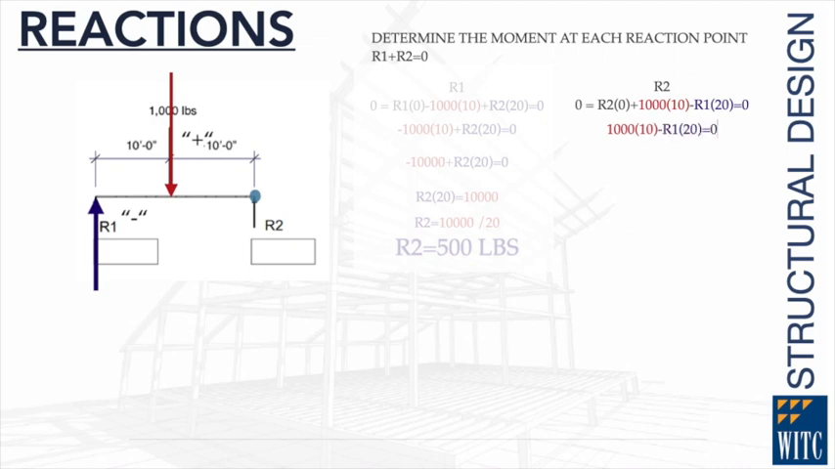I'm going to just clear up that R2 times 0, and I'll multiply the 1,000 times 10. So I come up to 10,000 minus R1 times 20 equals 0. I'm going to basically add R1 times 20 to each side, which ends up being R1 times 20 equals 10,000. And divide that by 20, R1 equals 500. So I have my R1 is 500 pounds, my R2 is 500 pounds. And that is because this weight is exactly centered on that beam.